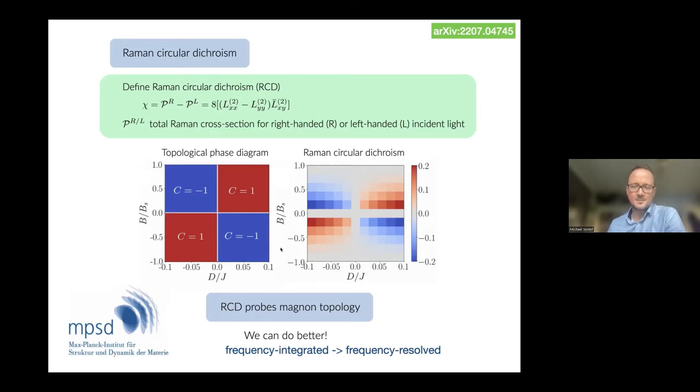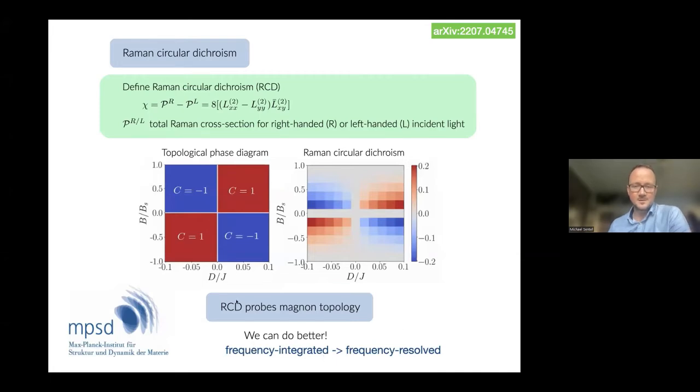Of course here we assume that we have a tuning knob. In reality, of course, the Dzyaloshinskii-Moriya interaction is whatever it is, but the magnetic field can be tuned, as you saw earlier. So this is the frequency-integrated signal. This is already great, but actually we can do better.